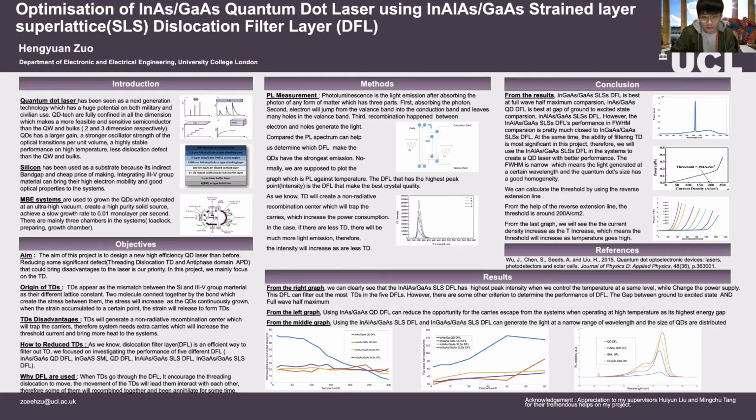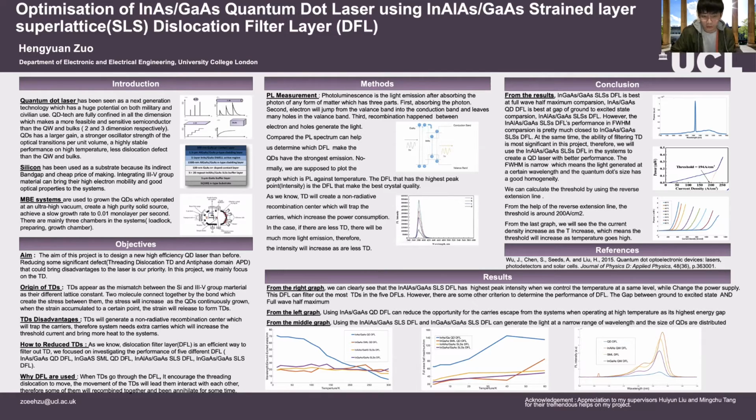For the method of this project, we use the PL measurement, the photoluminescence measurement. Photoluminescence is light emission after absorbing a photon in any form of matter, and it has three parts. The first part is absorbing the photon. Second, the electron will jump from the valence band to the conduction band and leave a hole in the valence band. Thirdly, recombination will happen between the electron and hole, which will generate light.